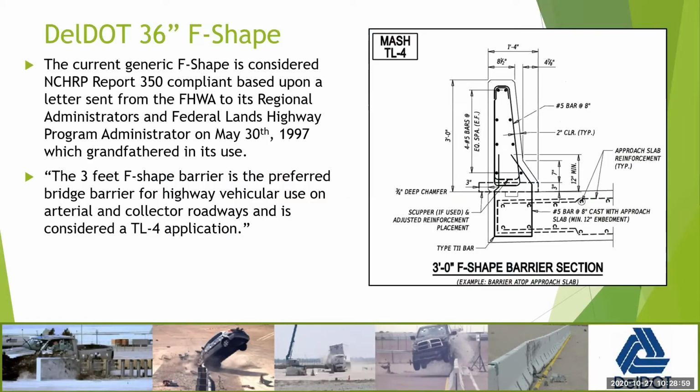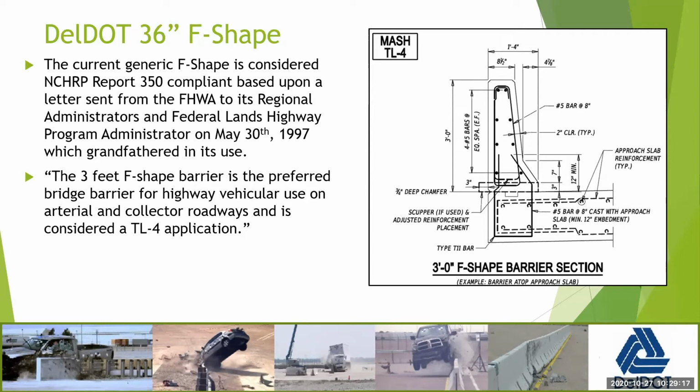So the bread and butter of what the department's been using is probably still going to be the bread and butter, because most of our applications are going to fall into that category. Basically, DelDOT's going to continue to use it as the barrier of choice in arterial and collector roadways, where TL4 is the application we're going to use.